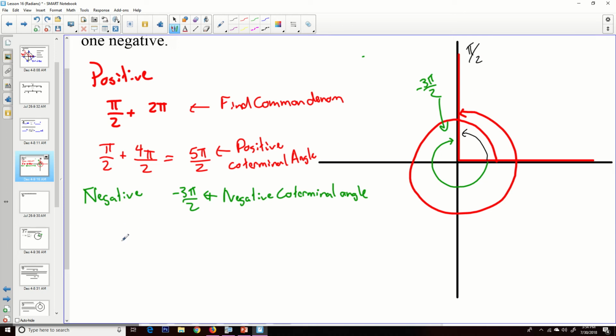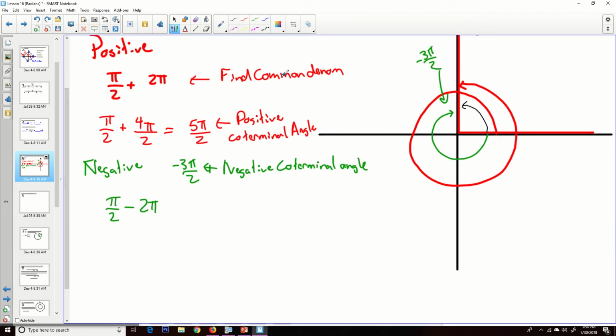So here's how we're going to do it. We're going to start with that original value, the pi over 2, and this time we are going to subtract 2 pi. And just like in the last one, for us to do that, we have to have a common denominator. So we'll convert it into the same values that we had before. So negative 4 pi over 2. And so 1 pi over 2 minus 4 pi over 2 gives me negative 3 pi over 2, which is what we had. And so we're good.